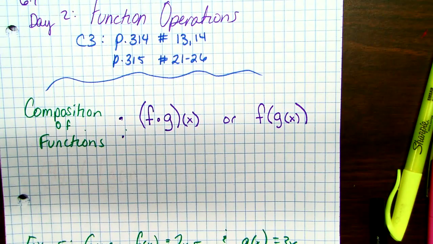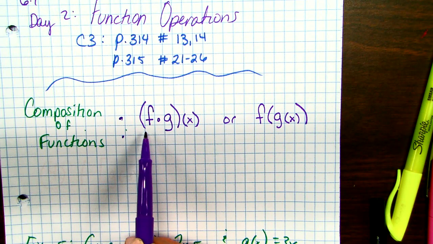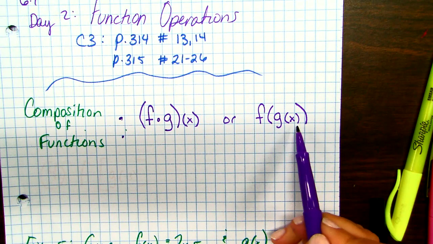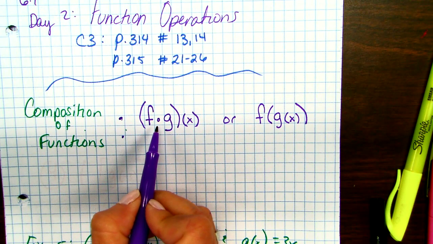Composition of functions can be written either way. That's an open circle. And again, the way I'm saying this is f of g of x. F of g of x. Okay? That is an open circle. It's not a times symbol.